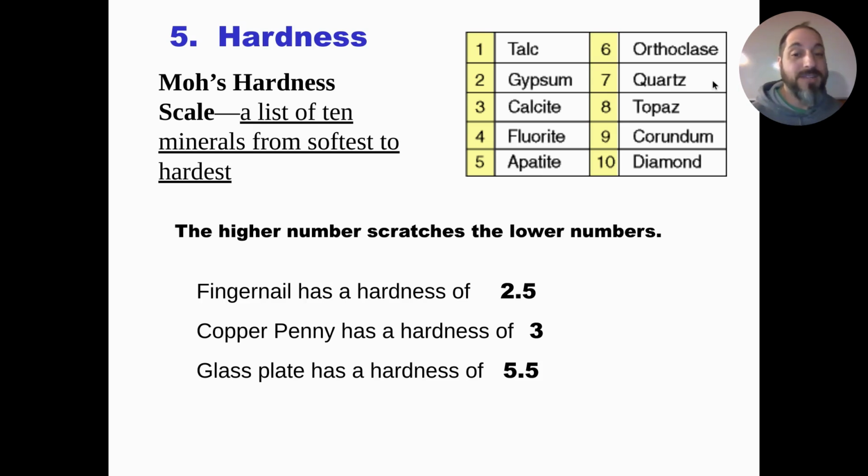A copper penny has a hardness of 3. So once again, talc and gypsum would not be able to scratch a copper penny, but everything above 3, fluorite, apatite, orthoclase, and quartz, would all be able to do that.